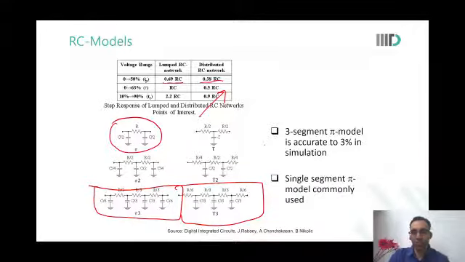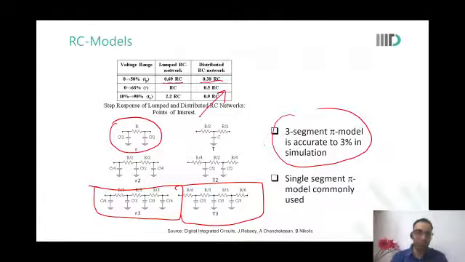While the 3-segment pi model, as I mentioned, is very accurate, typically a single-segment pi model is used.